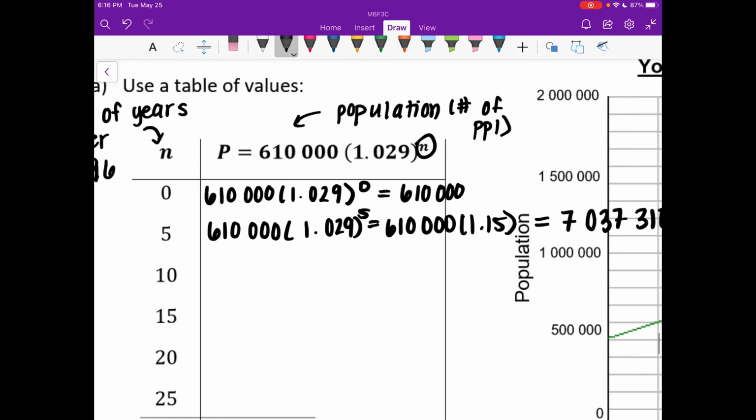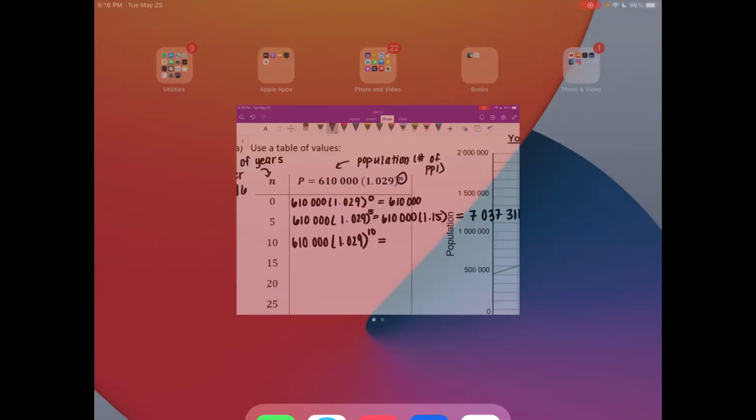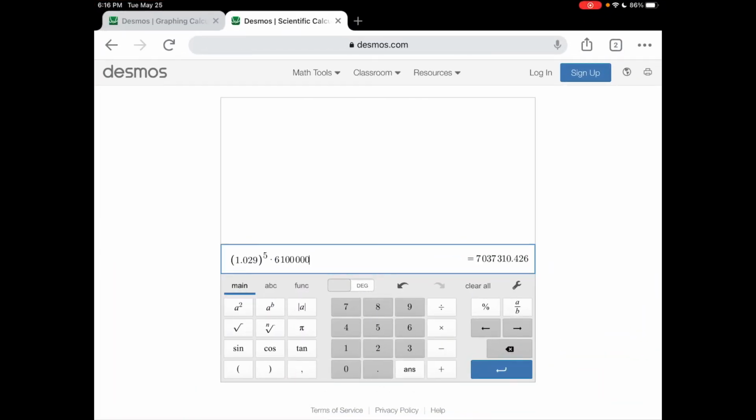Okay. So I like to just honestly do this. I do 610,000 times 1.029 to the power of 10. So I just go into my calculator and throw it in all at once. So I do, let's clear all. 6, 1, 0, 0, 0, 0. Make sure I have enough zeros. Times 1.029 to the power of 10. And when I plug all that in, I'll get my number right here. So it's 811,864.5.